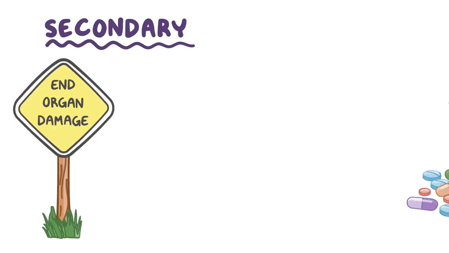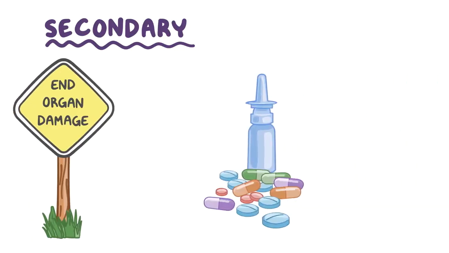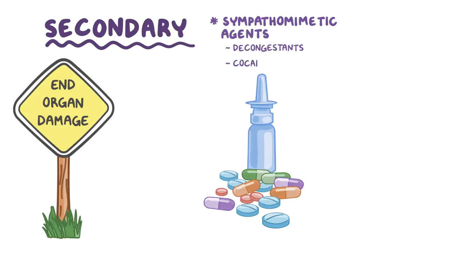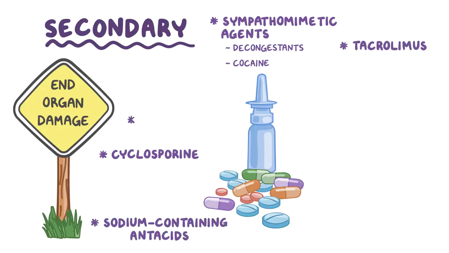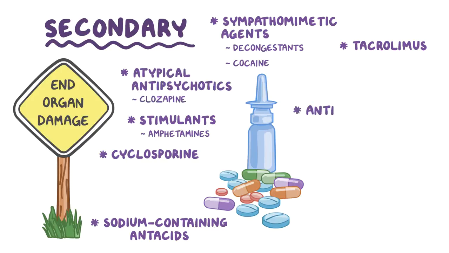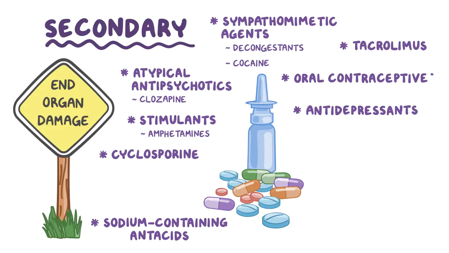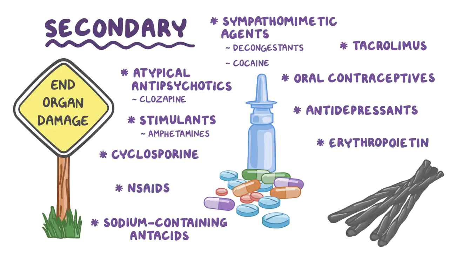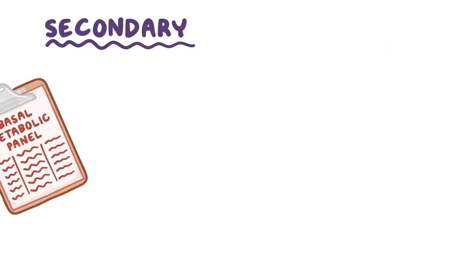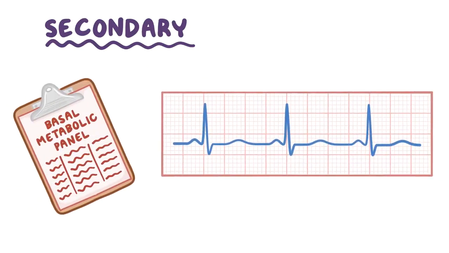It's also important to identify signs of end organ damage and whether the patient takes any medications or exogenous substances that can worsen hypertension. Sympathomimetic agents like decongestants or even cocaine, cyclosporin or tacrolimus, sodium-containing antacids, stimulants like amphetamines, atypical antipsychotics like clozapine, antidepressants, oral contraceptives, erythropoietin, and even NSAIDs and licorice, that delicious chewy black candy. A basic metabolic panel and electrocardiography should be performed to screen for secondary forms of hypertension.